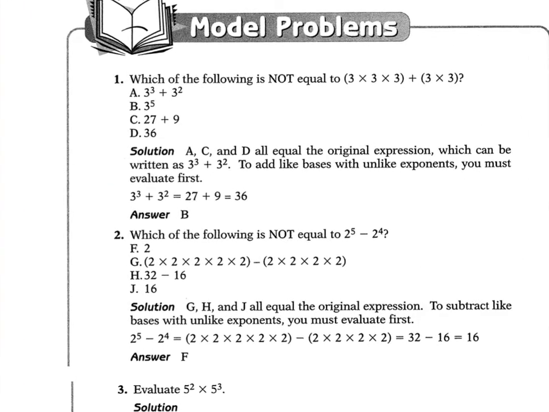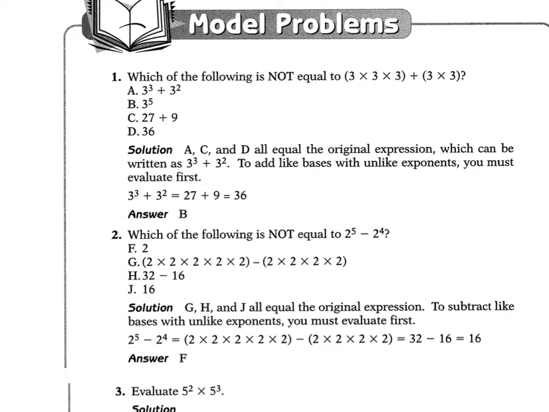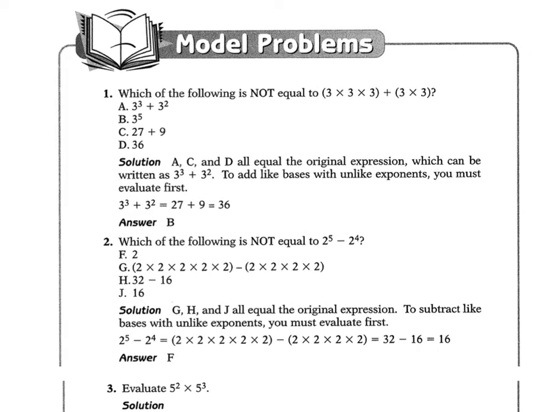If we look at the examples that are done here for us, for 1, it tells us which of the following is not equal to 3 times 3 times 3 plus 3 times 3. So this is 3 cubed. And then the second one is 3 squared. So 3 to the 3rd power, there we go, plus 3 squared.